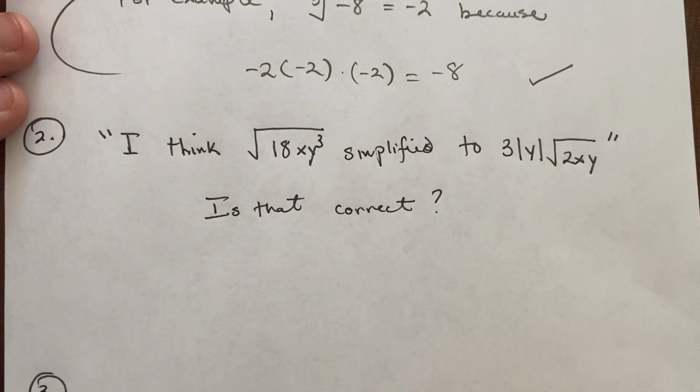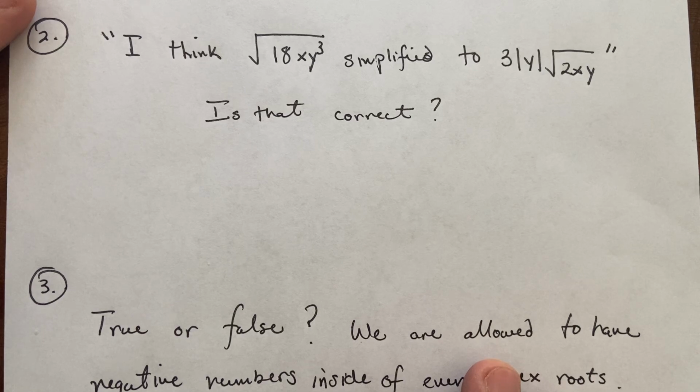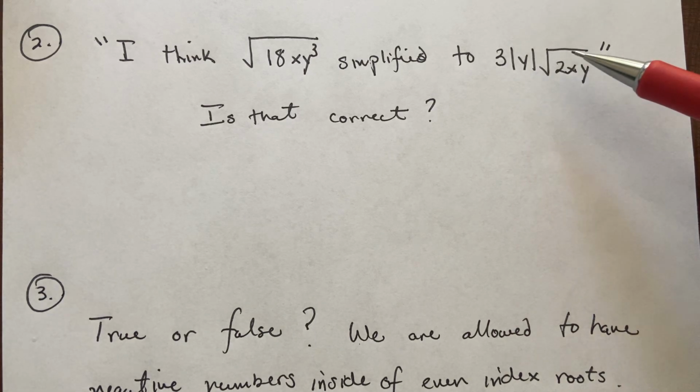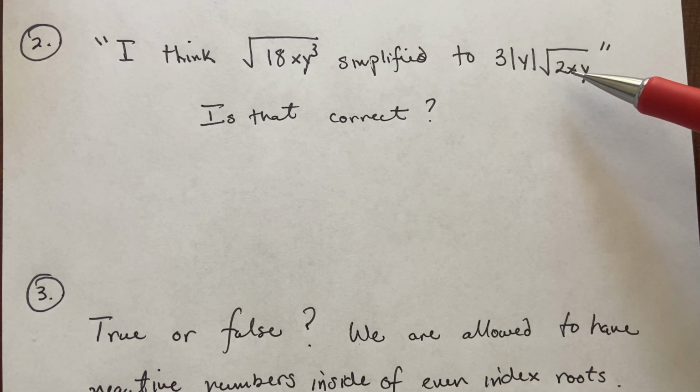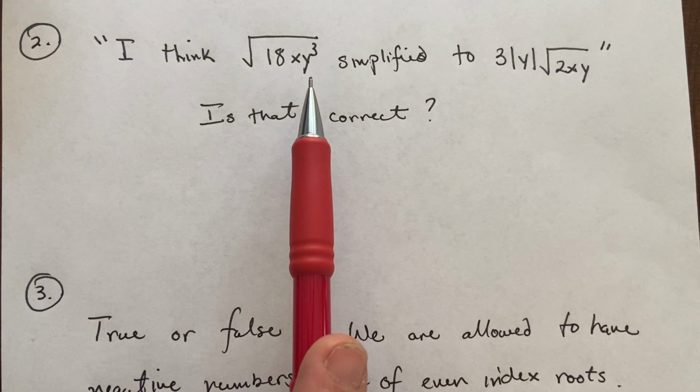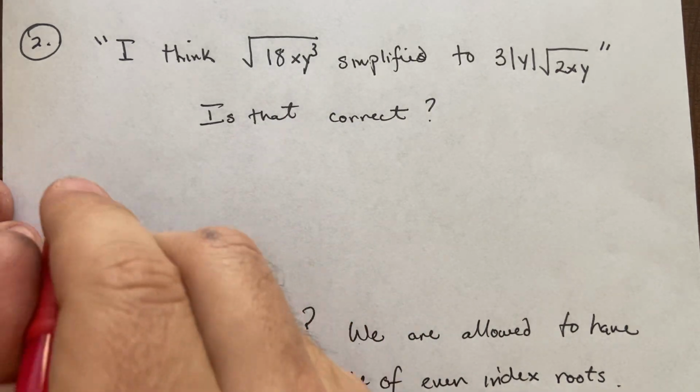All right, so number two, I think this is a hypothetical student here. I think the square root of 18xy cubed simplifies, it should say, to 3 absolute value y times the square root of 2xy. I'm writing down all these problems. Let me just make sure I have that written correctly. Yep. So basically one way to do this would be to actually simplify it yourself.